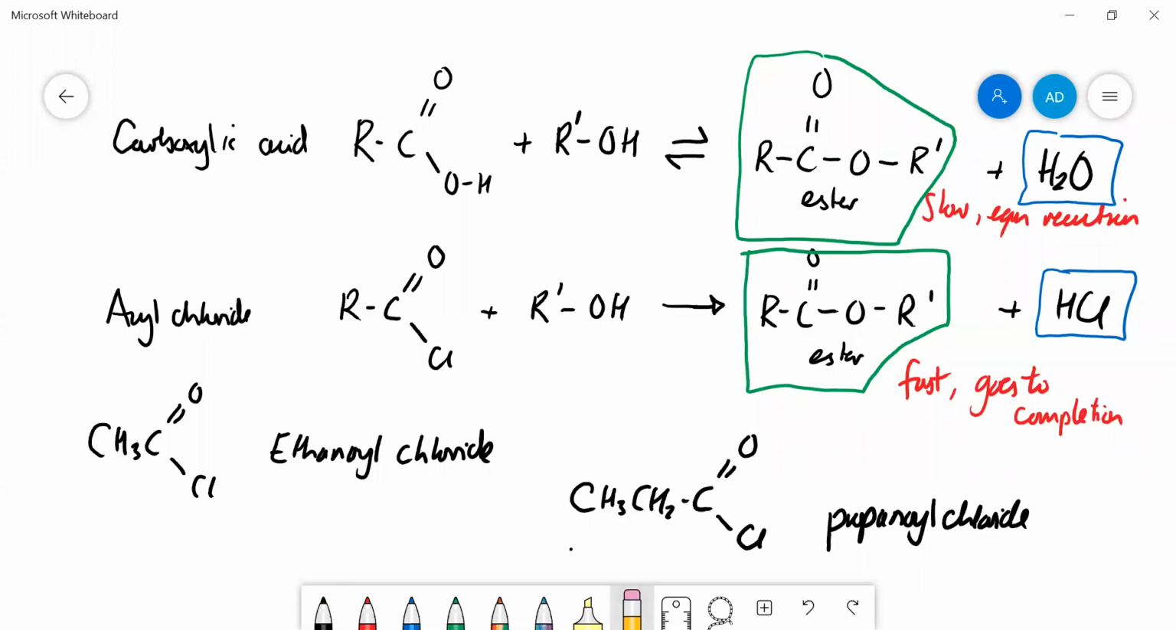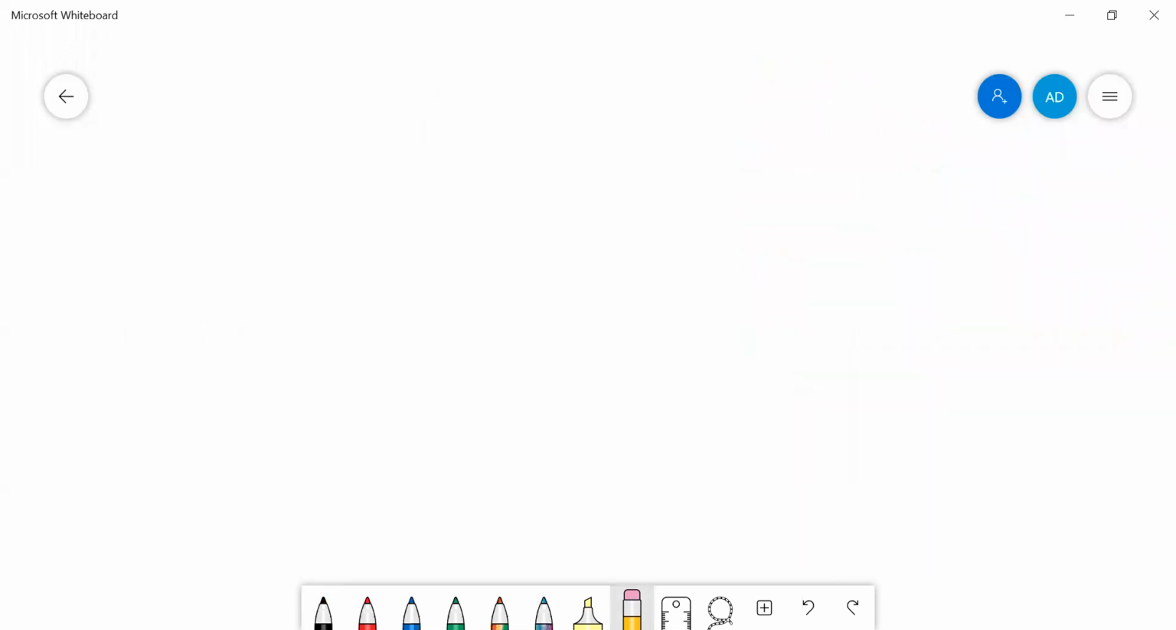Okay, so in the last lesson we talked about a carboxylic acid derivative, the acyl chloride, and we saw that the acyl chloride was more reactive than the carboxylic acid. Today we need to talk about another carboxylic acid derivative, and they're called acid anhydrides.